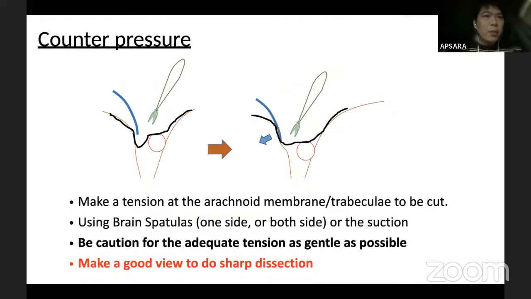One more important thing is the counter pressure. To make tension at the arachnoid membrane or trabecula to be cut is very important. So we can use brain spatulas or a suction tube to make a cutting point and do the sharp dissections. This counter pressure sometimes damages the brain, so you have to be very careful and very gentle in retracting the brain.